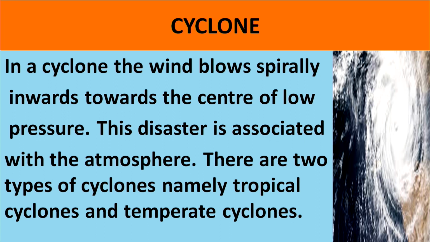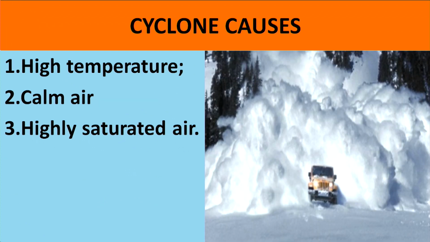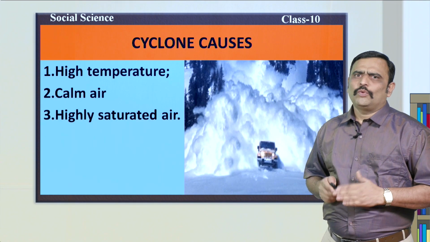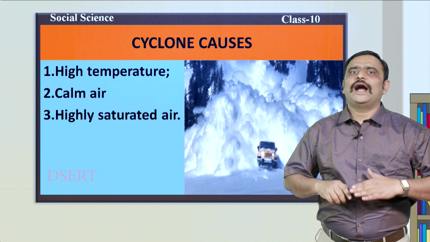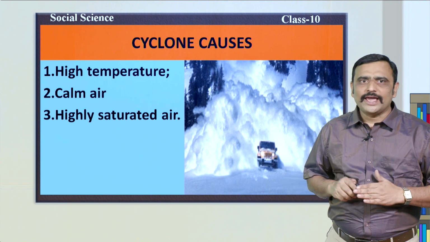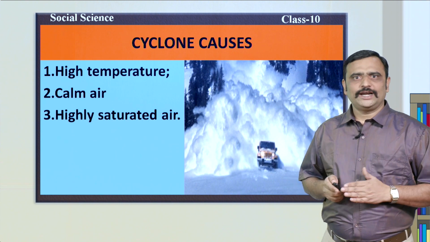Cyclone. Let's discuss more about it. In a cyclone, the wind blows spirally inwards towards the center of low pressure. This disaster is associated with the atmosphere. There are two types of cyclones, namely tropical cyclone and temperate cyclones. Specially, why the cyclones are caused? The cyclones are caused mainly due to high temperature, calm air and highly saturated air.